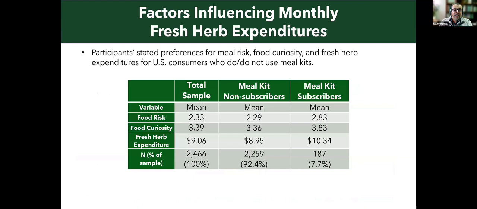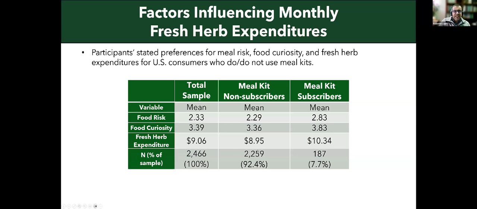Okay, another interesting thing that they have been looking at is to determine if consumers that purchase meal kits, what their tendencies are to purchase culinary herbs. So what we're looking at here is, again, different variables such as food risk. Are these consumers curious? Are they going to expand their palate and cook ethnic foods? Or are they more curious about foods? How much do they spend on culinary herbs?